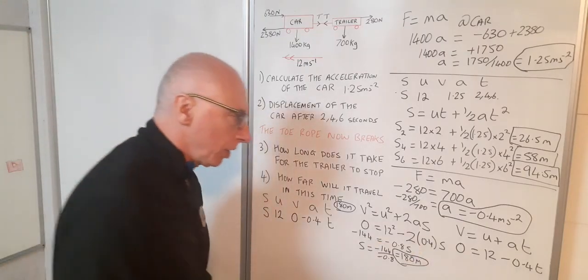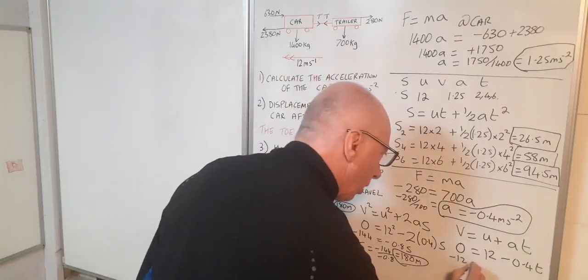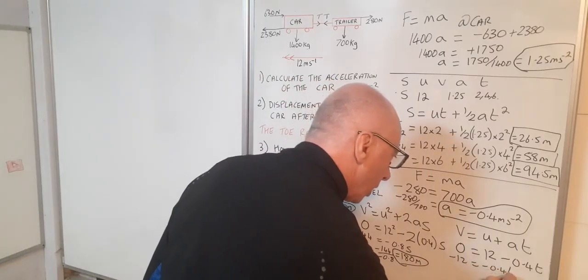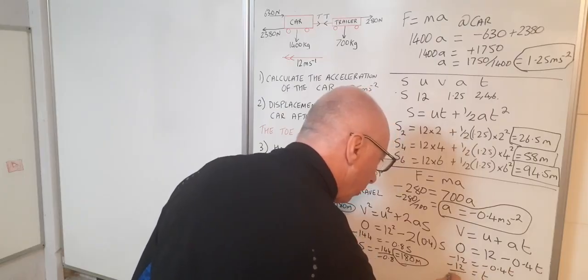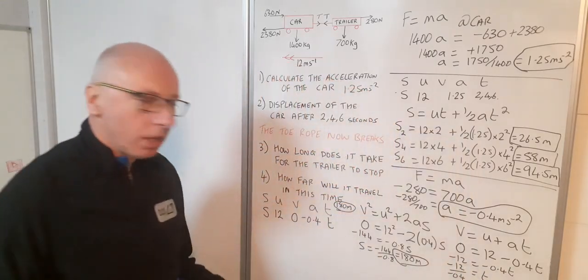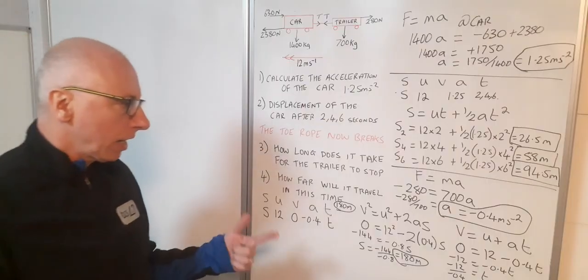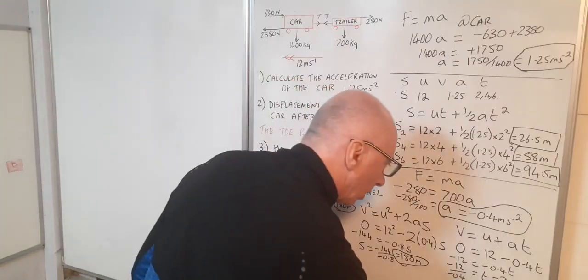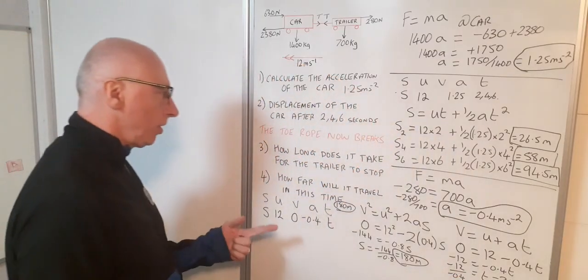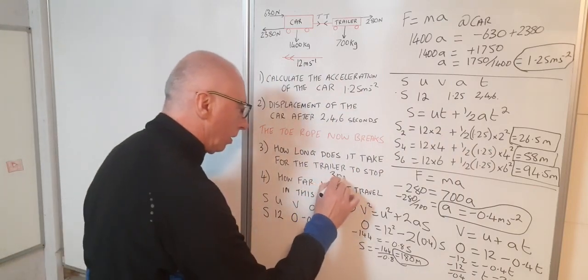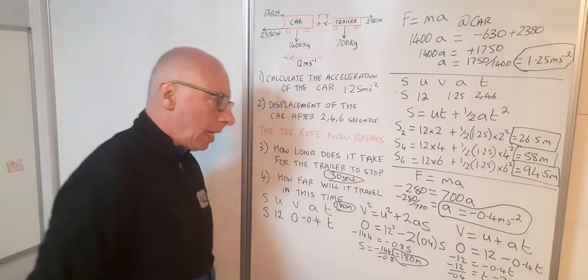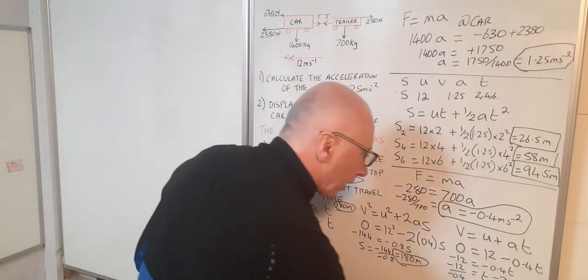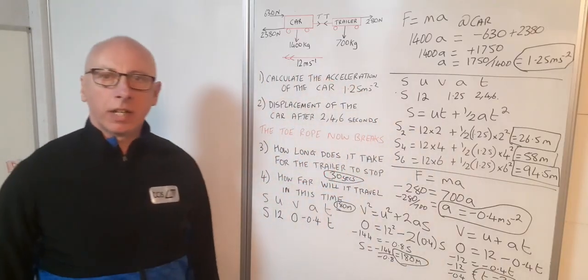Bring the 12 over to the side. So I've got minus 12 equals minus 0.4 T. So in which case T equals minus 12 over minus 0.4. So T, plug that in there, you get T equals 30. So it's going to take 30 seconds for the trailer to stop. Okay, and that completes all of our calculations.